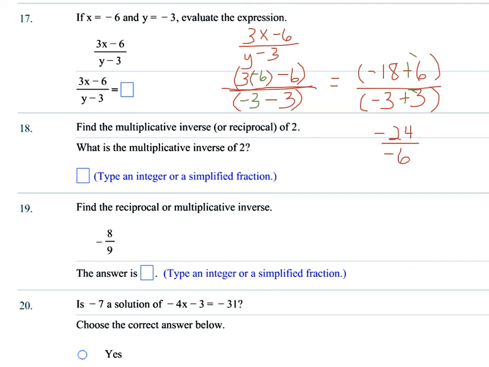Negative 18 plus negative 6 is negative 24. Negative 3 plus negative 3 is negative 6. And a negative divided by a negative is a positive. So 24 divided by 6 is 4. So number 17, the answer is 4.